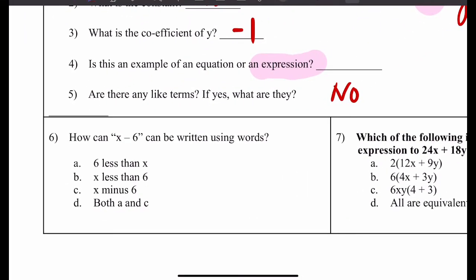How can x minus 6 be written using words? Okay, now there are two answers here. It's 6 less than x and x minus 6. So I will accept, if some of you answered A and C, I will accept that. But really, if you look at the choices, the answer is D because it shows A and C. So next time you have to read the questions and the answers carefully, okay?